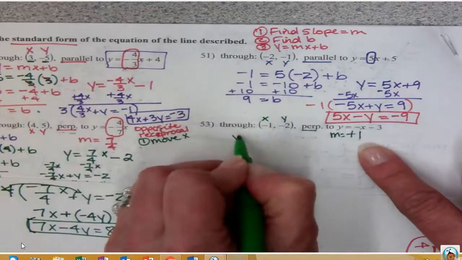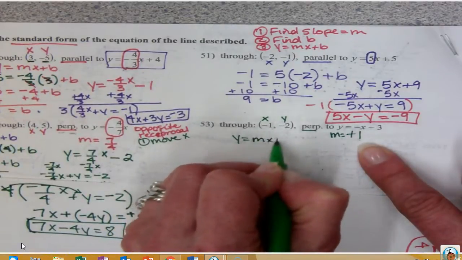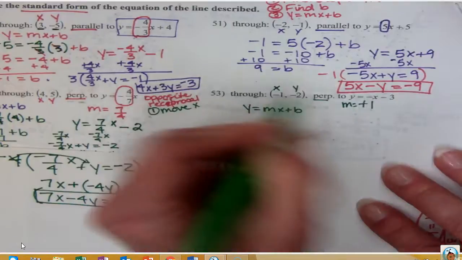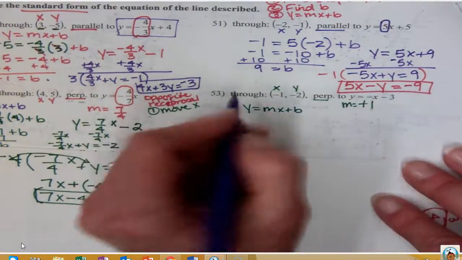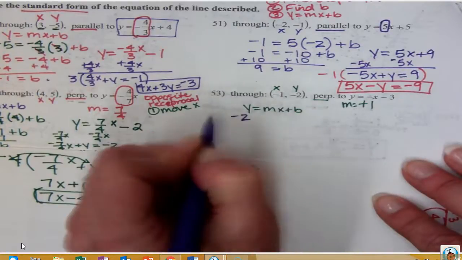So I take my equation, y equals mx plus b. I'm going to plug in all the things that I know. I've got -2 is my y.